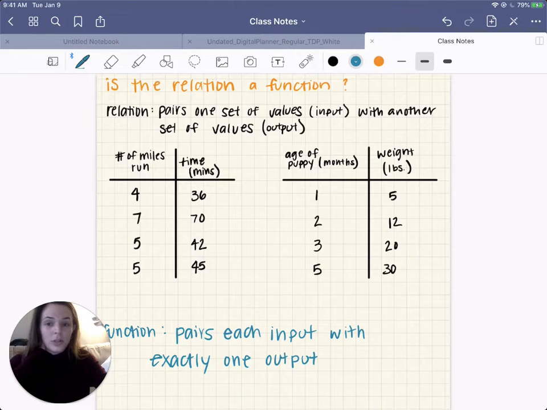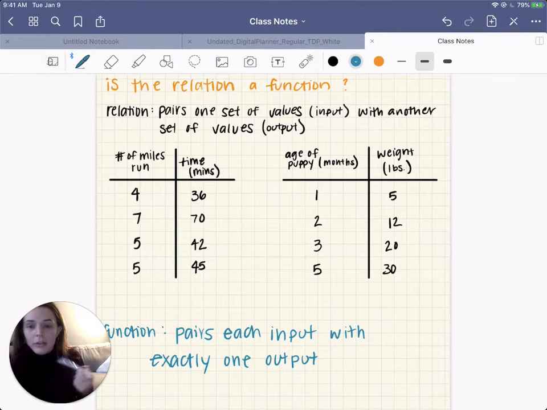So yesterday we just talked about is a relation a function, and we looked mostly at input output tables. A table is showing a relation, and a relation is just something that pairs one set of values, the input, with another set of values, the output. So if we have a table like this one here, we have the input and the output being represented here as the input and in this column as the output.